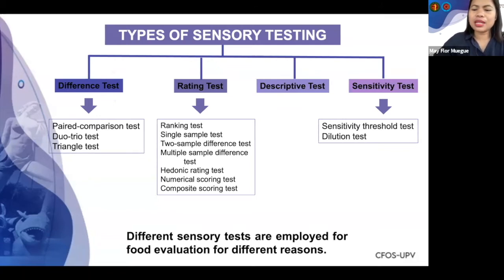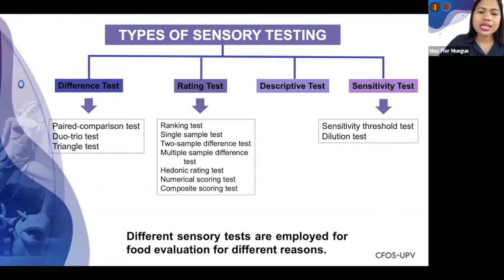Okay, I took a while on that, no? Let's proceed to our next slide. So, this one shows the types of sensory testing. So, we have the difference test. Of course, as the name implies, you are trying to identify which of the samples given to you is different from the rest. I will give a specific example in the next slide.